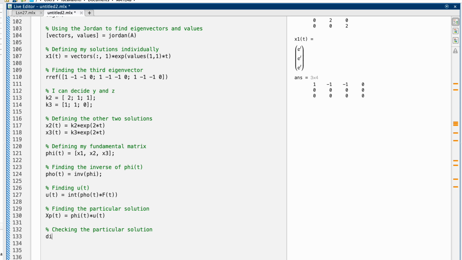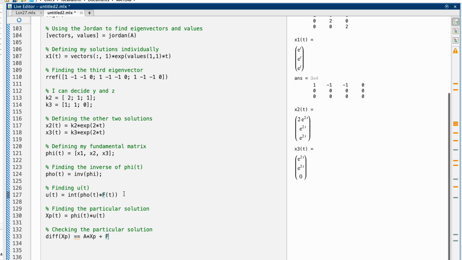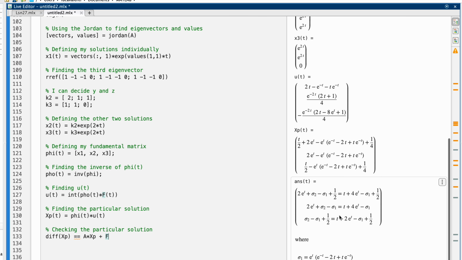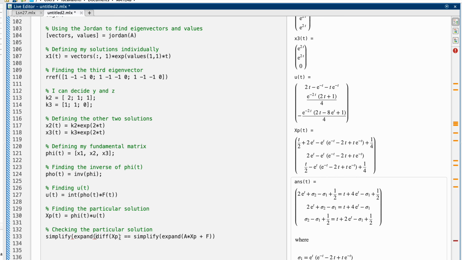So to check it, I want to take the derivative of xp, and I want to see if that is equal to a times xp plus f. I'm going to press Control Enter and see what this code outputs. So here we see that we may have made a mistake because we don't see that the left is equal to the right, although we might try expand and simplify right here and see where that leads.